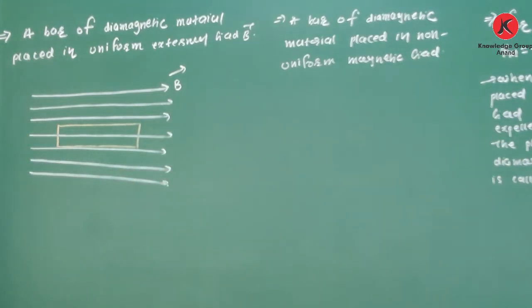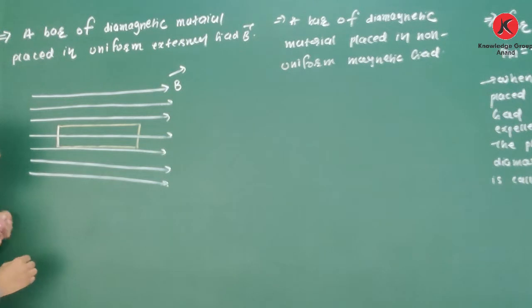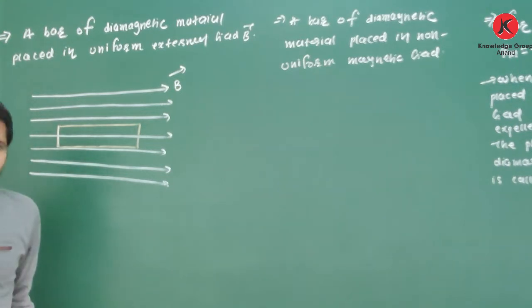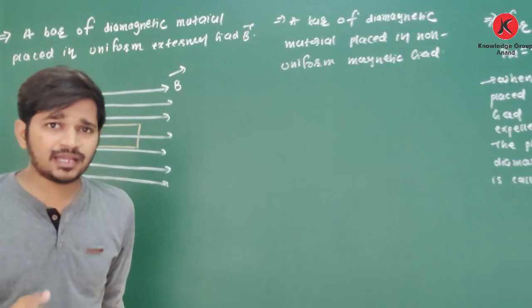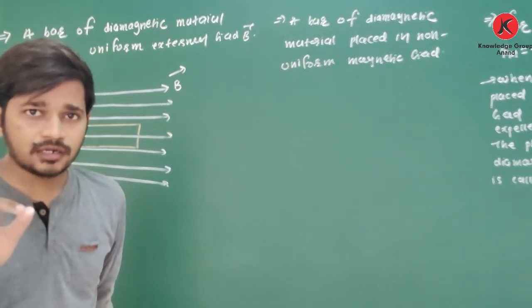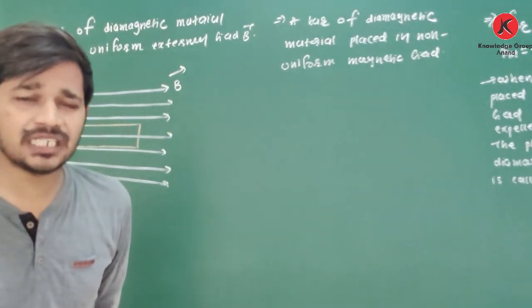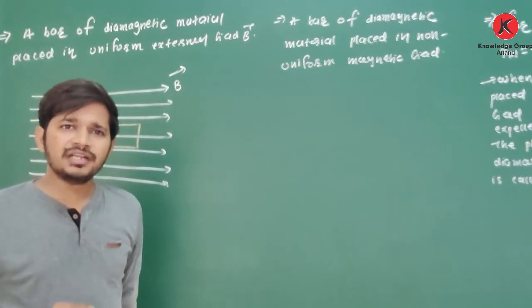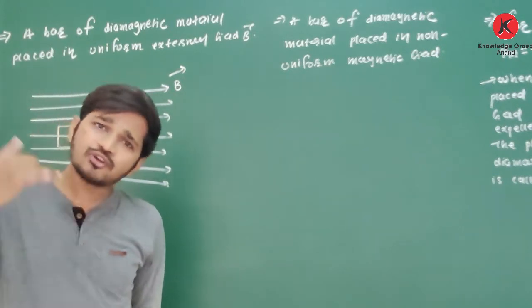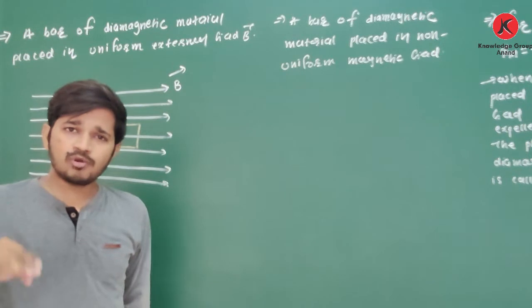To see what happens when diamagnetic material is placed in a uniform magnetic field, we know that this diamagnetic material is made up of particles, molecules, atoms. Yes or no? So yes, in the absence of a magnetic field, the net dipole moment of the electrons is 0, so the net dipole moment of the atom is also 0. So the net dipole moment becomes 0.